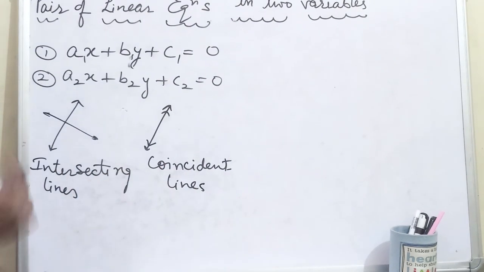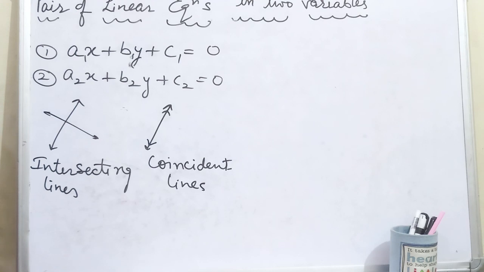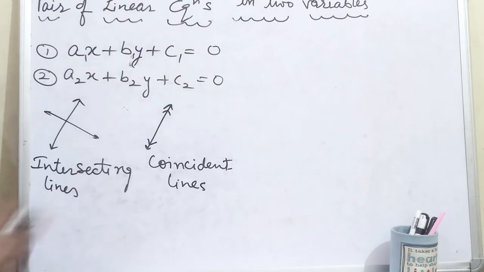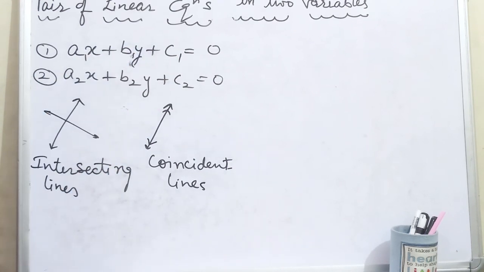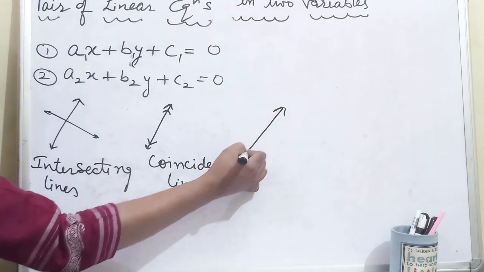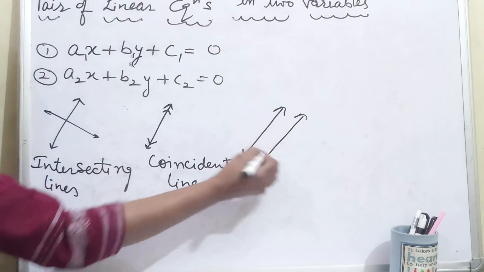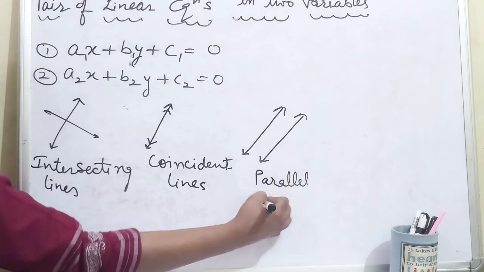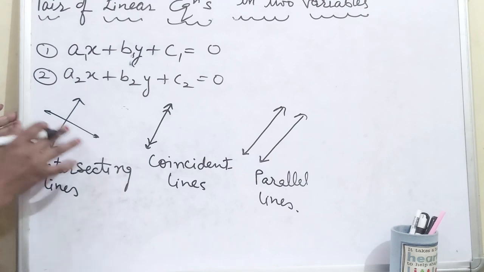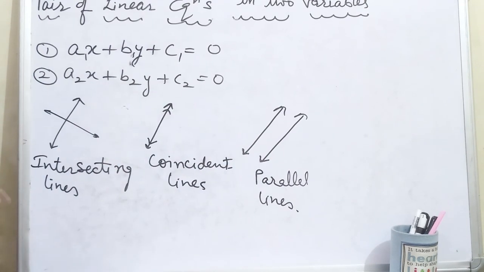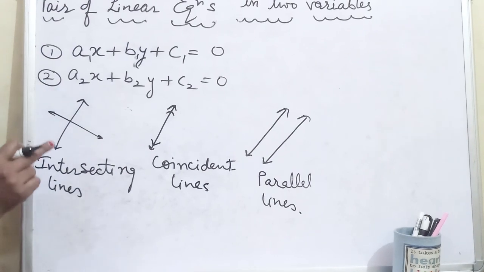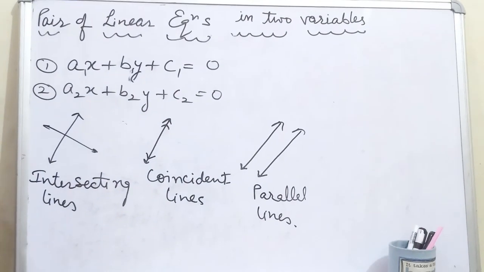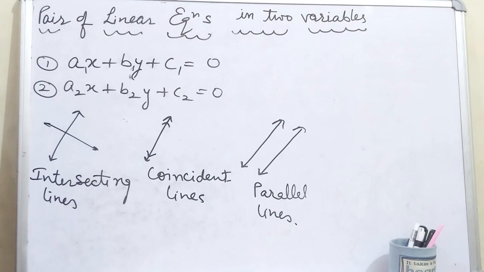Can you tell me if one more possibility can be here? Two lines can be intersecting or coincident, or one more possibility is there. What should that be? That they do not intersect each other. That means they can be parallel to each other. They can be parallel lines. Right. So apart from these three cases, you will not get any other case. For two lines, we can have either intersecting lines, coincident lines, or parallel lines.